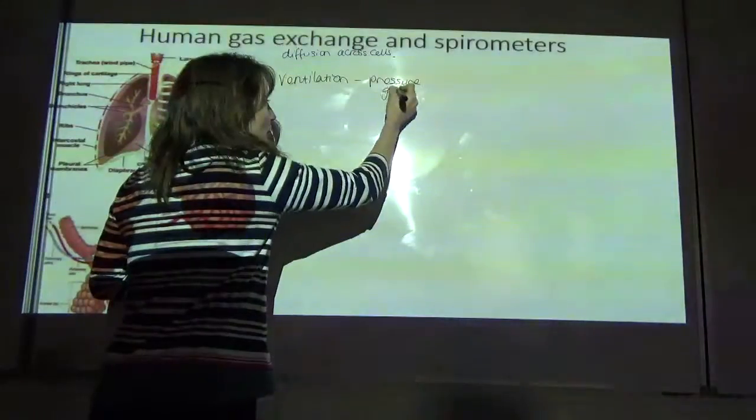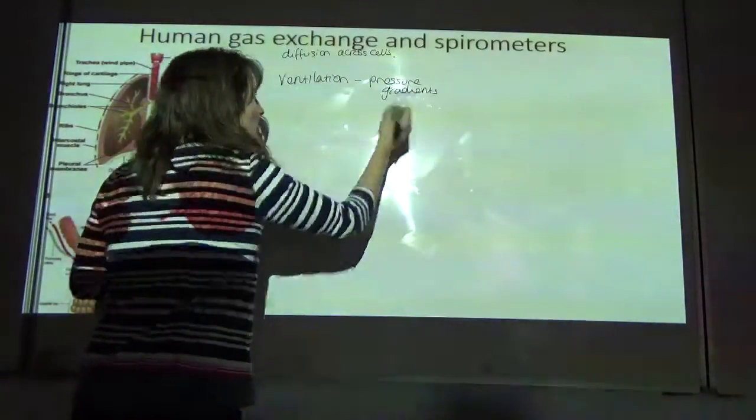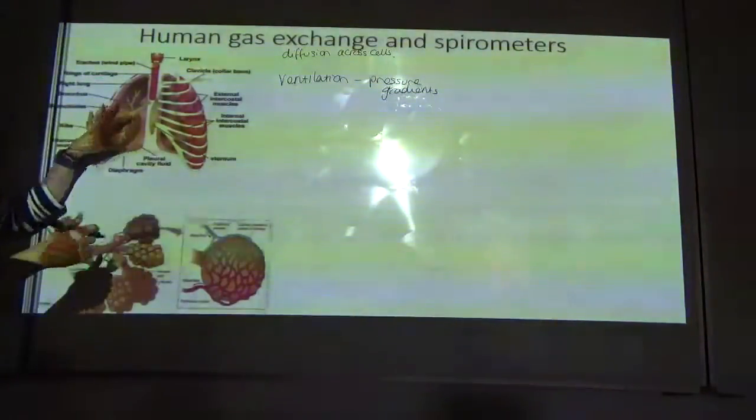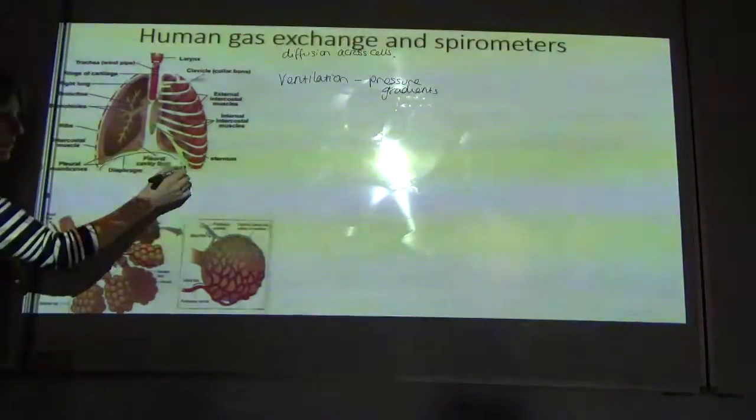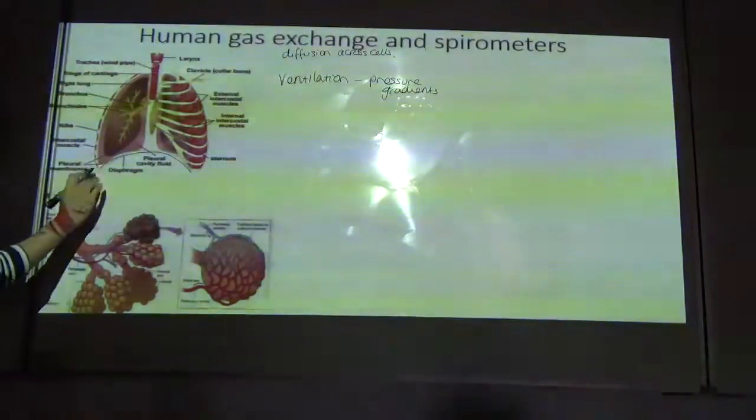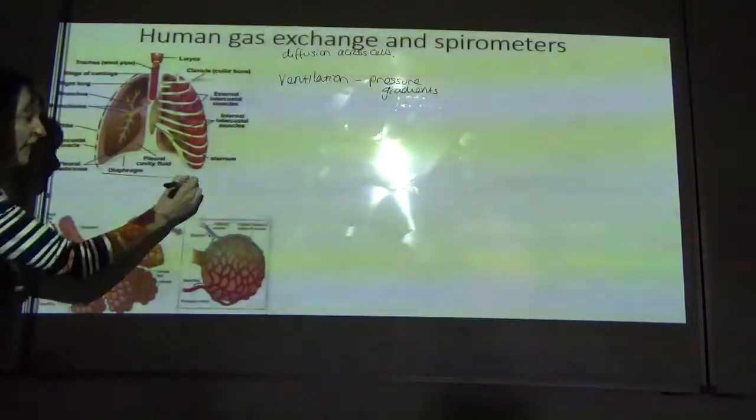So what you have to do in order to get the air to move into the lungs is make the volume inside the lungs much bigger. And you do that by contracting the diaphragm muscle. Normally the diaphragm muscle is a dome shape. When you contract it, it flattens.